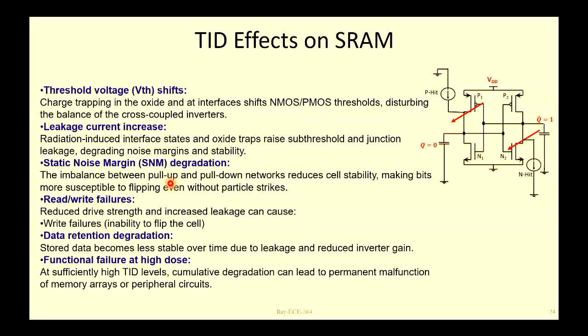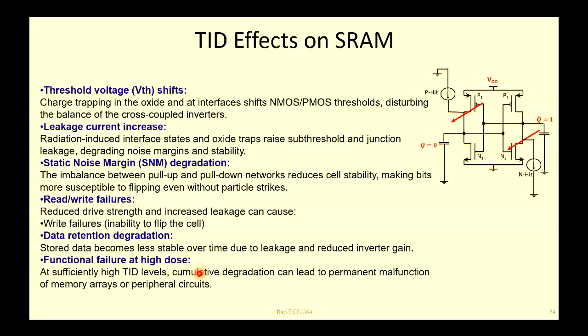Your butterfly diagram will be distorted. If you remember, SRAM has a butterfly diagram, two back-to-back inverters. There are two eyes, and those eyes should be big. Small eyes are bad because small eyes mean less noise margin. But after radiation, those big eyes will become small. So this noise margin will decrease with radiation effects. And your standby current will increase, leakage current increases with radiation, and if it is too much radiation, you can see functional failure.